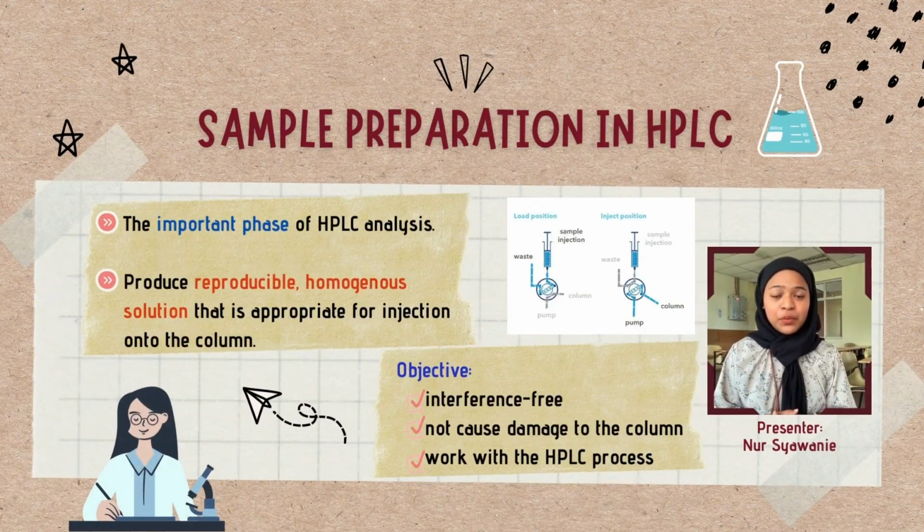Next, the sample preparation in HPLC. A reproducible homogeneous solution that is appropriate for injection onto the column is produced during the important phase of sample preparation in HPLC analysis. The sample preparation's objectives are: it must be interference-free, not cause damage to the column, and work with the HPLC process.